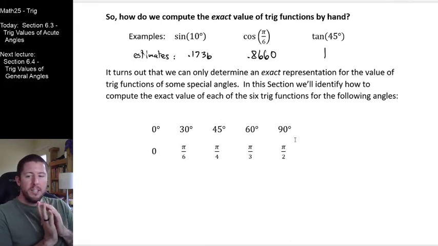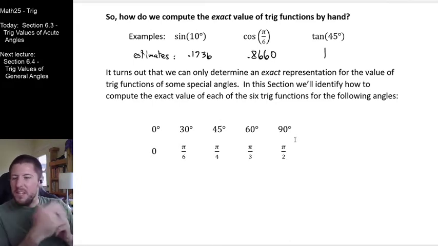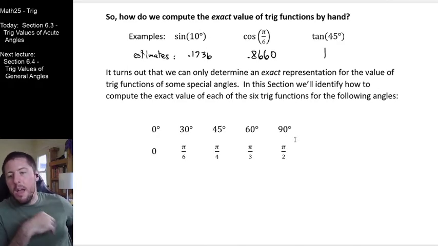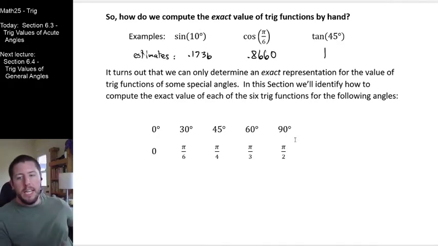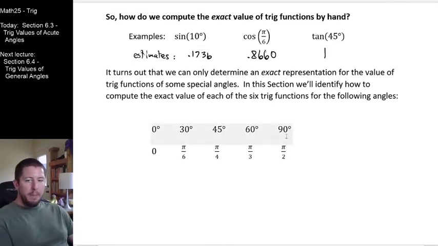So nobody considers 15 degrees to be a special angle that we just know, but it turns out that we'll be able to do some work to get an exact form for its representation as well. But that's a later topic. So for today, these are just our 5 angles. We want to do it both in radians and degrees.